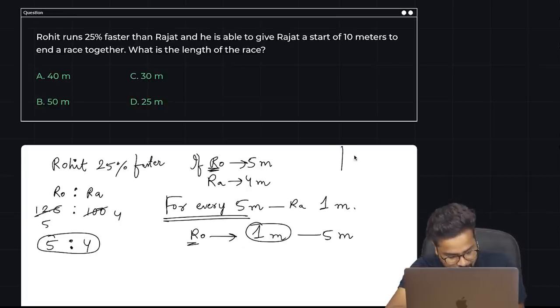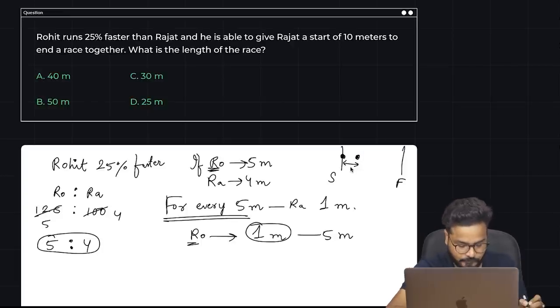So what head start basically means is, let's say, this is the start line and this is the finish line. If Rohit is standing here, Rajat is slower, right? So he'll ask Rajat to stand here already. That is what it means when you call giving someone a head start. So Rohit has to give 1 meter of head start to Rajat for every 5 meters.